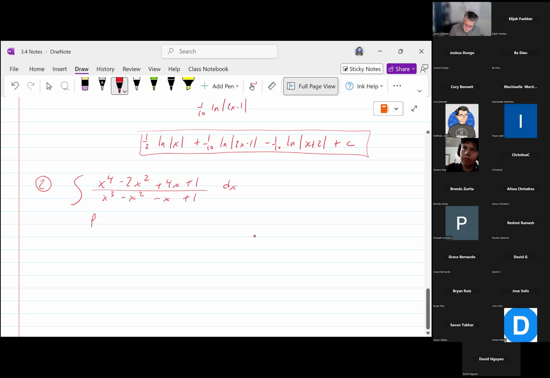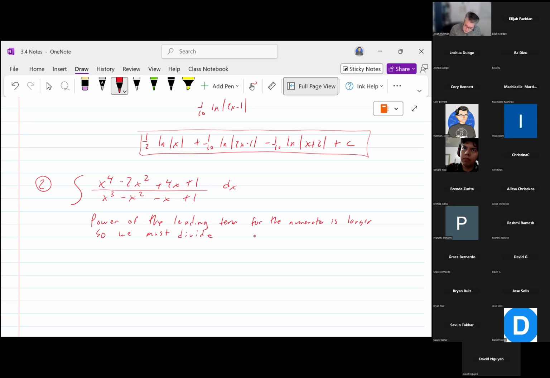Okay, notice that the power of the leading term for the numerator is larger, so we have to divide. Okay, so let's do some polynomial division here.